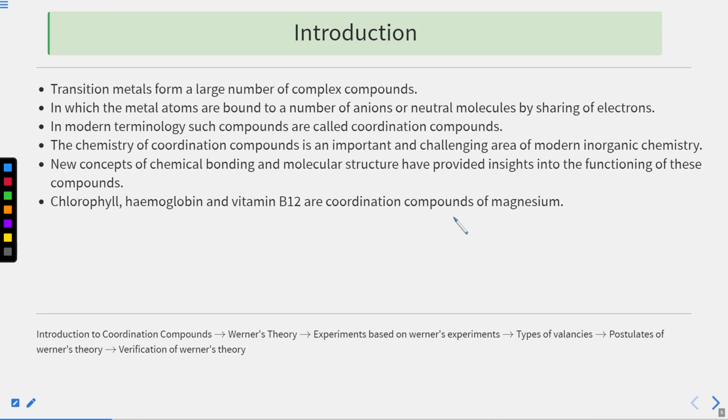So first of all, what is coordination compound? You know that transition metals form a large number of complex compounds due to their variable oxidation number, and in that process they get bonded to a number of neutral and ionic molecules. So this bonding of transition metals to anions or cations or neutral molecules leads to the formation of the coordination compound.